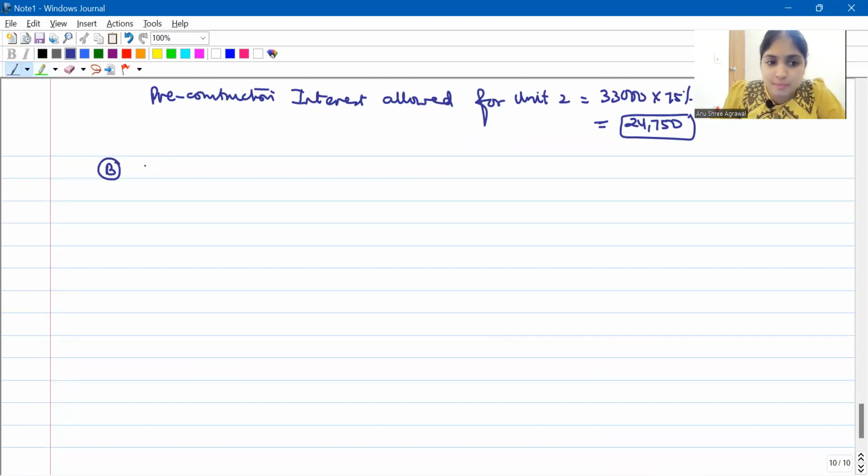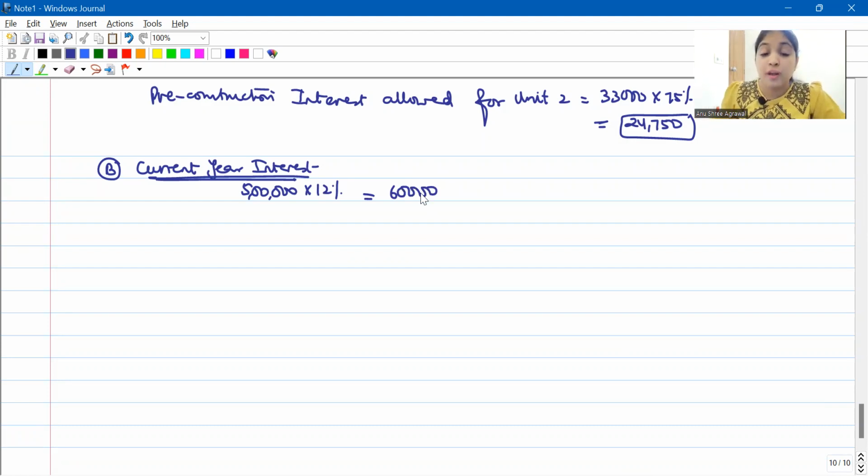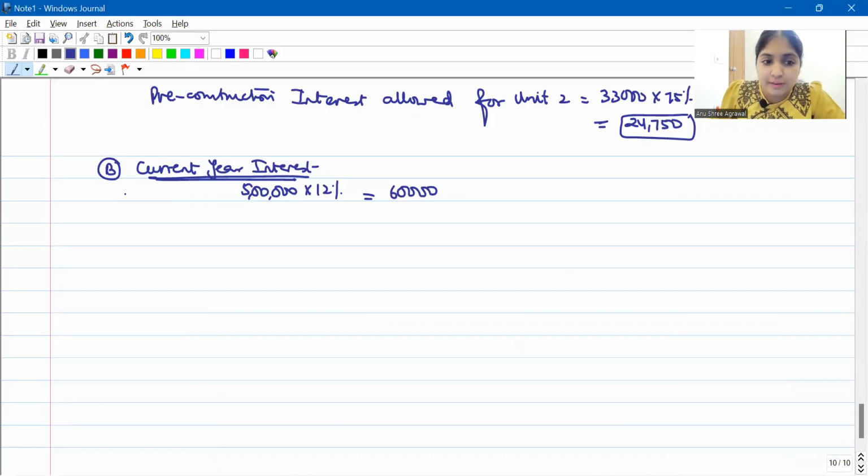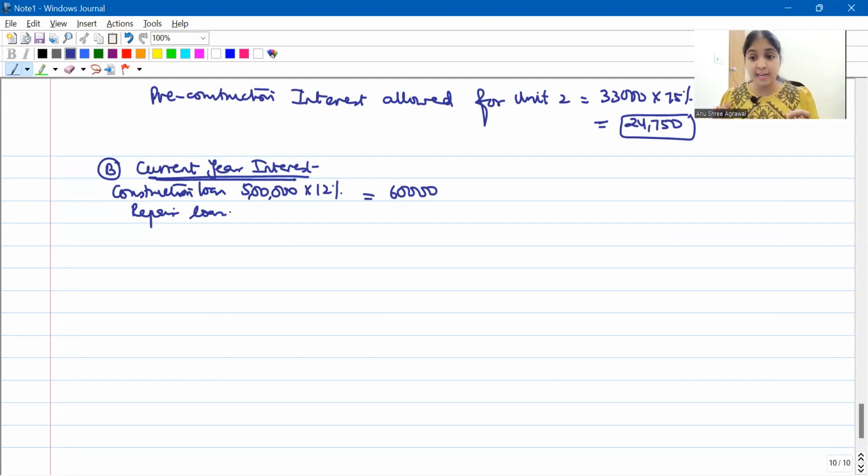Now let us come to point B under the same working note. What about current year interest? See, they say that this 5 lakhs loan is still outstanding, guys. So current year on this 5 lakhs loan, I would have paid 12% interest, which is going to be 60,000. And also, we had taken one more loan for repair, remember? Yes, for a repair, interest on loan taken for repair was 36,000. So this 5 lakhs is regarding the construction loan that we took, the loan for construction of the property. We took one more loan for repair of property. Tell me, for let out property, will I consider repair loan also? Yes, I will consider all loans relating to the house property.